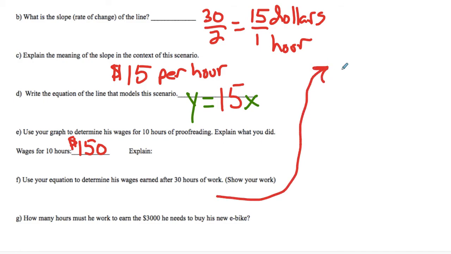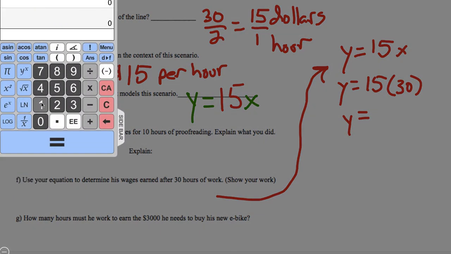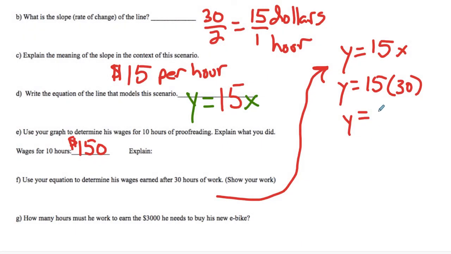I'm going to do some work over here, so I have some space. So y equals 15x. Well, my x in this case is 30. So y equals 15 times 30. Okay, so y equals, and let's get a calculator, 15 times 30 is 450. All right, so 450. That's using my model. So wages, $450. There we go.